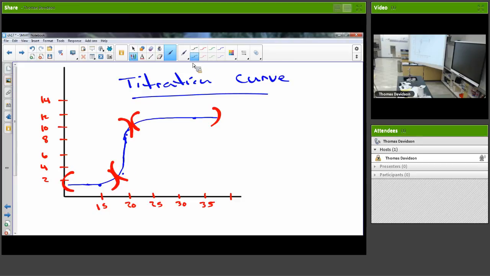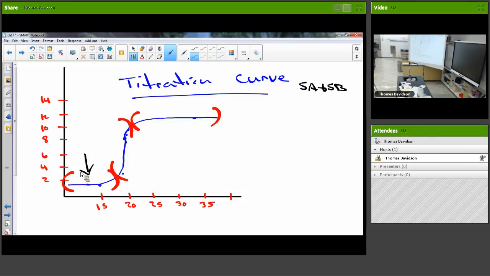This is the titration curve when you have a strong acid and strong base. So we had a strong acid that we neutralized with strong base. We know wherever it ends high, that's the thing we were dumping into it. Whatever started low, that's the thing we were testing out.